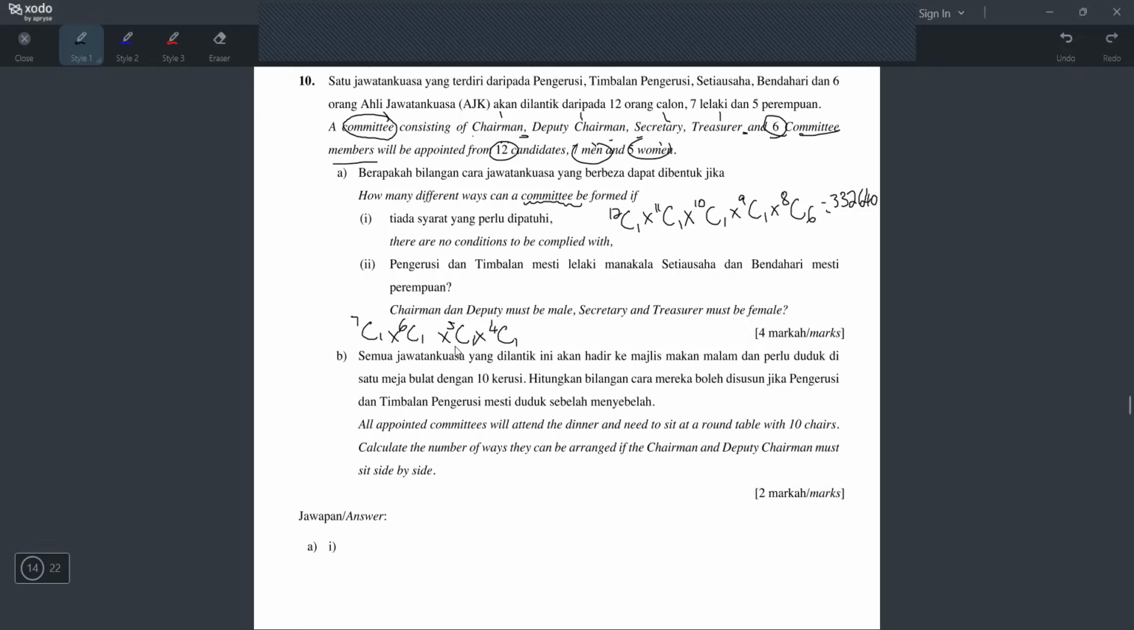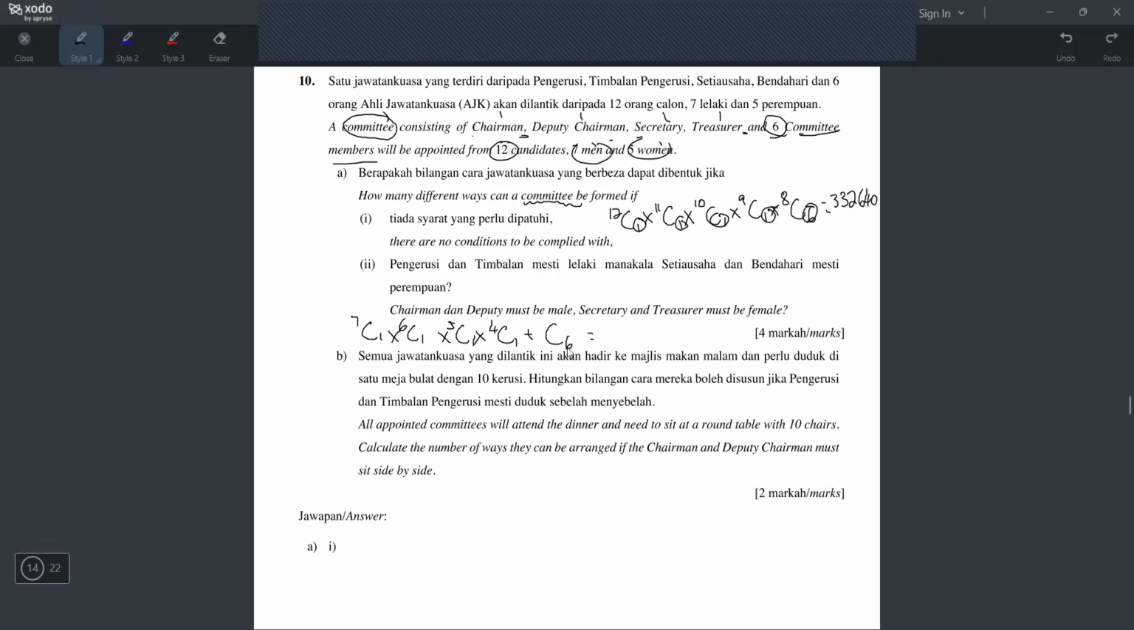But don't stop here. A lot of you stop here and write the answer. No, not yet. Remember, all the numbers at the bottom added together have to be 10. 1 plus 1 plus 1 plus 1 plus 6 is 10. This one, 1 plus 1 plus 1 plus 1, is only 4. You only chose 4. You still have to choose another 6. So make sure the bottom numbers add up to 10, then it is correct, because you are choosing 10 to join the committee.